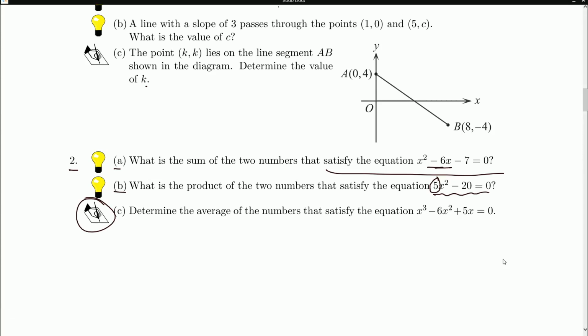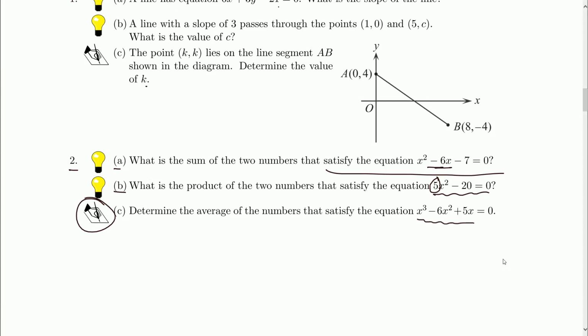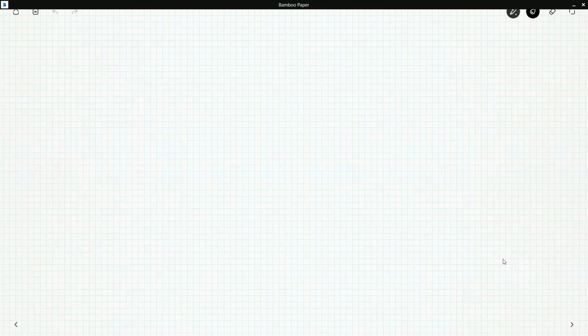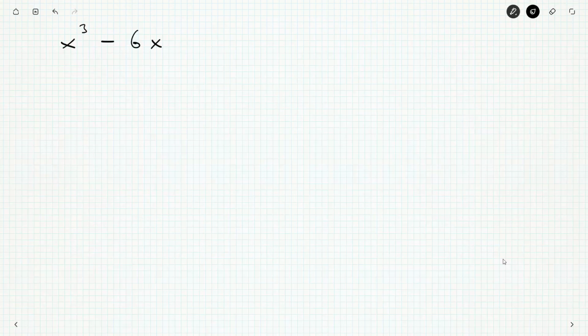All right, 2c, determine the average of the numbers that satisfy x cubed minus 6x squared plus 5x equals 0. Here I should actually write things out. They want the average of the numbers, so if I use the trick from A to figure out the sum, because how do we find averages? We add up all the roots and divide by 3. If I want to use that trick, I should probably explain it a little bit. Alternatively, it's not that hard.